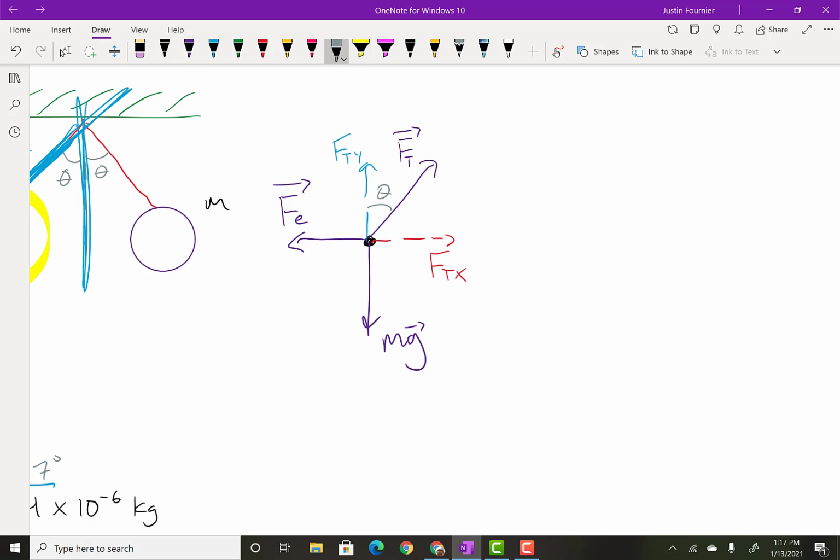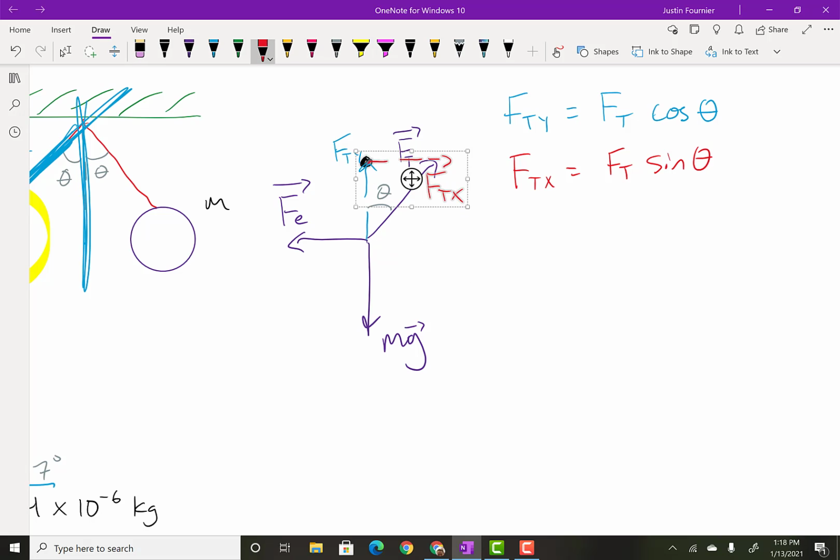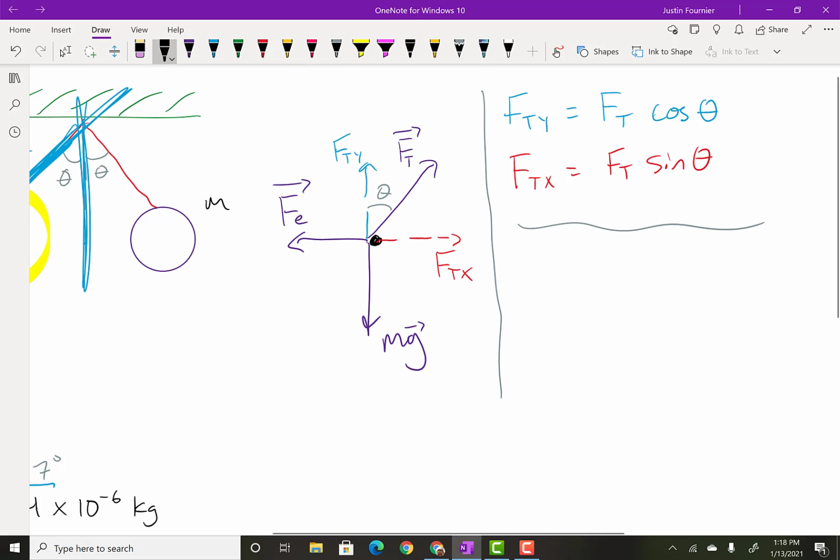So let's write out FTY. Using a little bit of trigonometry, this is going to be the magnitude of the tension force times, what would that be, cosine, right? Yeah, cosine of theta, and then FTX is going to be the tension force times sine of theta. If you're bothered by that at all, remember that I can make a triangle like that, and then you can use a little bit of trigonometry to get that. But now I'm going to use Newton's second law to keep moving here.